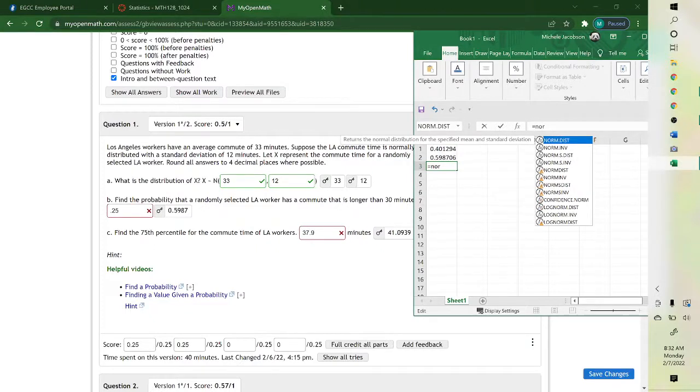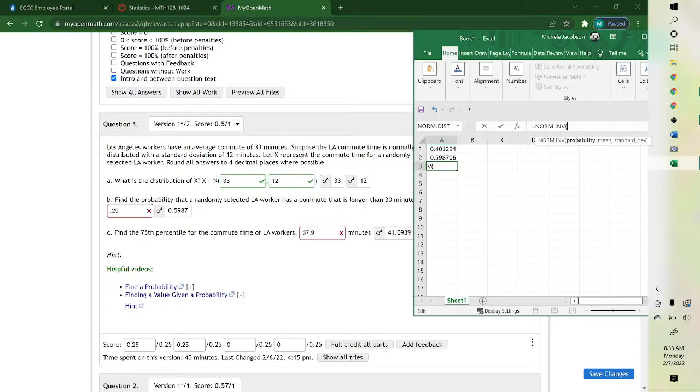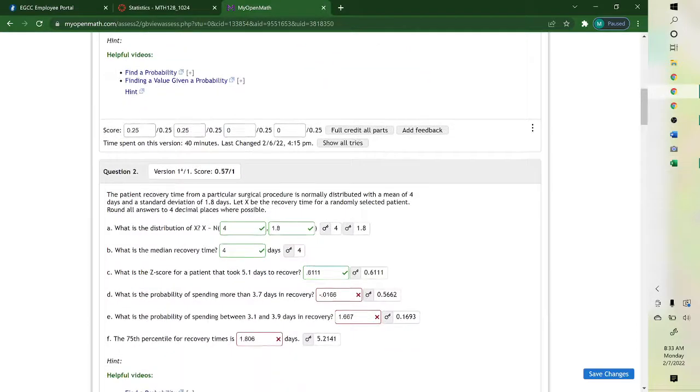And this time, since we want the value, we have 75%, you use the second one. Notice it wants the probability. It wants it as a decimal. So 75% would be 0.75, comma, your mean, comma, your standard deviation. And that's all you need. Probability, mean, standard deviation, and hit enter. You get 41.0939, they said 4 decimal places. Try one more.